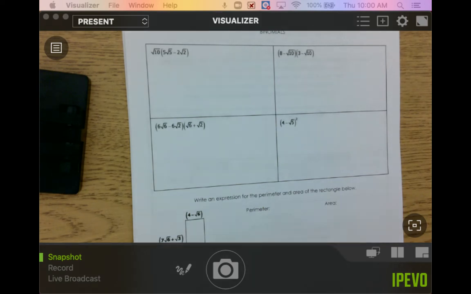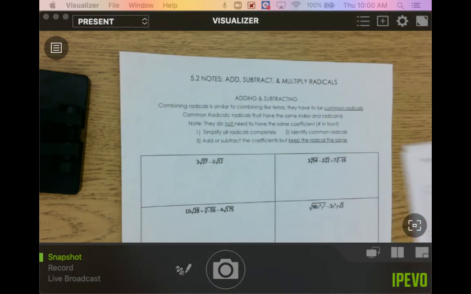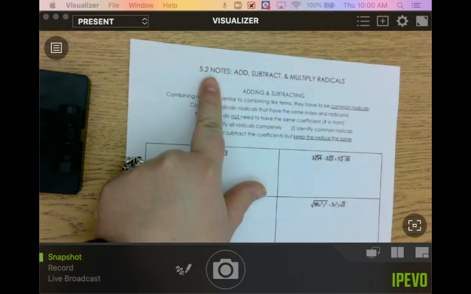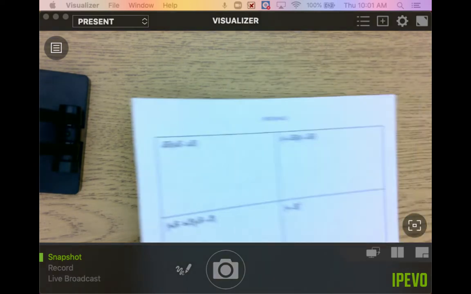Hey everyone, welcome to the back side of the 5.2 notes. So we were adding, subtracting, and multiplying radicals. Again, 5.2 notes. We did the front side in the previous video. Let's talk about the back side.